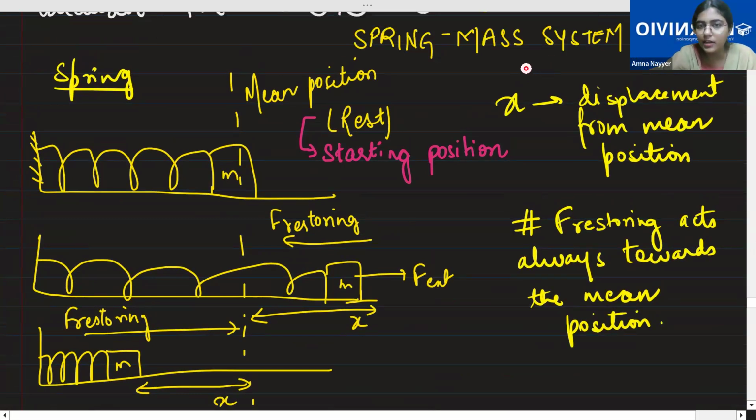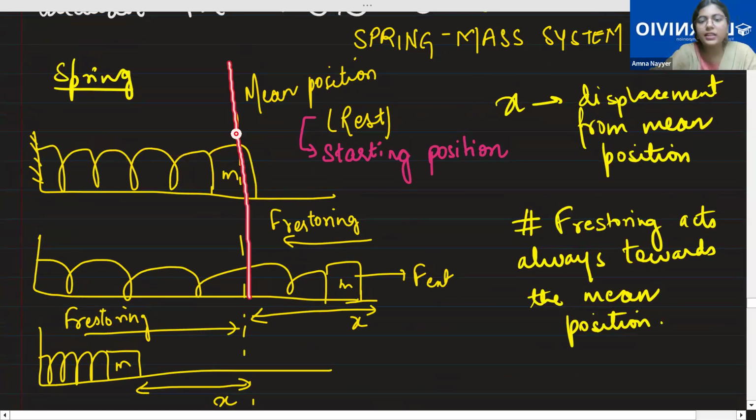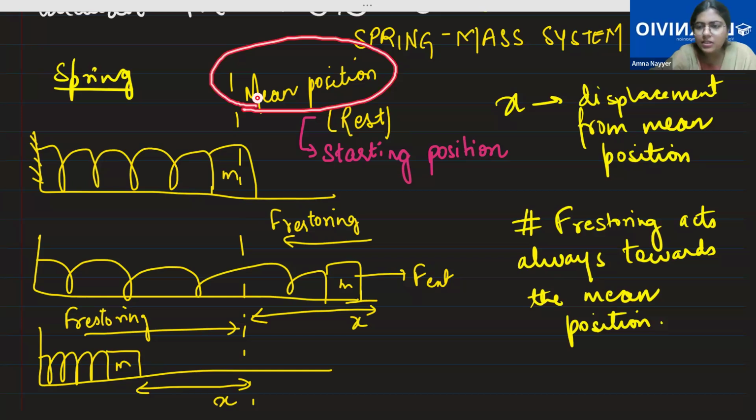You have a spring which is connected to a mass, a block of mass m. Now, in this position, when the block is resting, there is no force acting on it, nothing. It is on its own in its natural state. It is known as the resting state, which is the starting position. We call it the mean position. All these terms are from your simple harmonic motion.